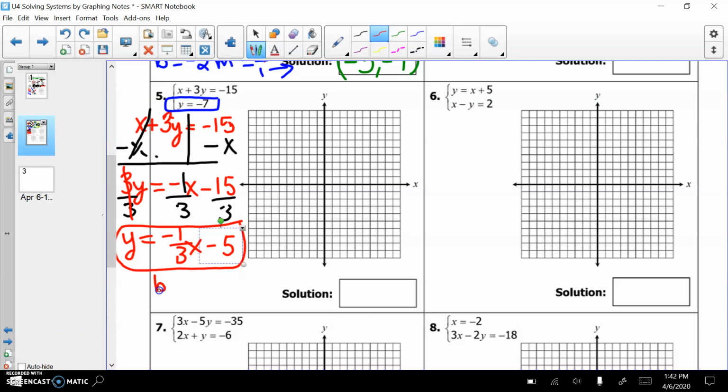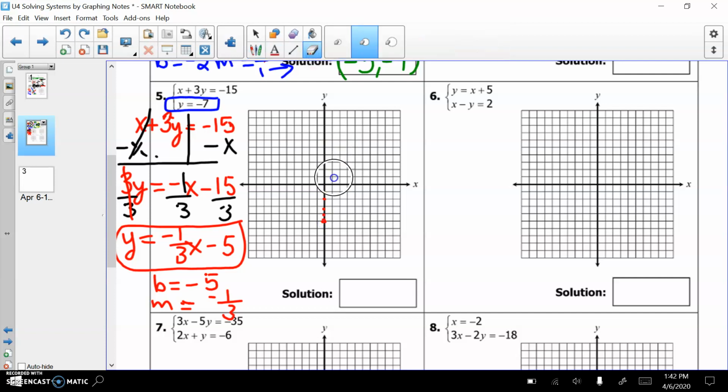So again, start with your b. So what's your b equals? In this case, my b is that negative 5. And then you're going to tell me what your m equals. In this case, it is the negative 1 over 3. Okay? So for my b, I'm going to go down 5 from 0. So from 0, go down 1, 2, 3, 4, and 5. Put your dot right there.